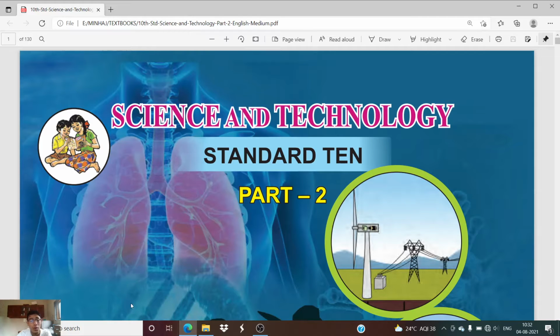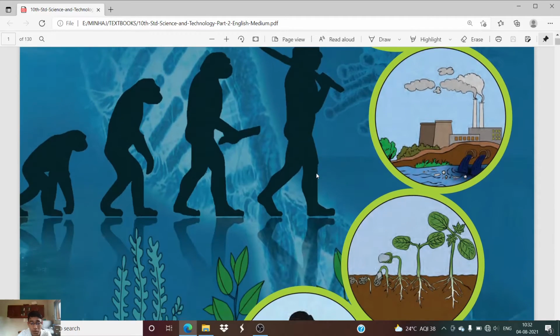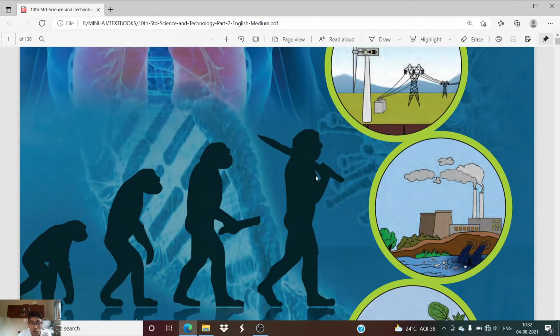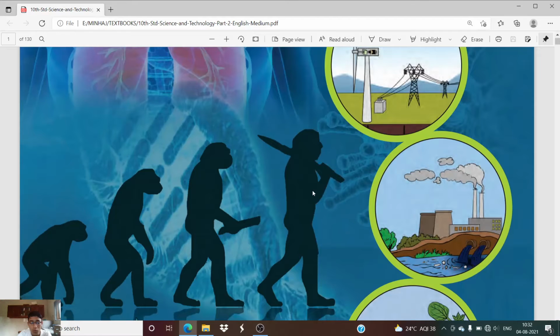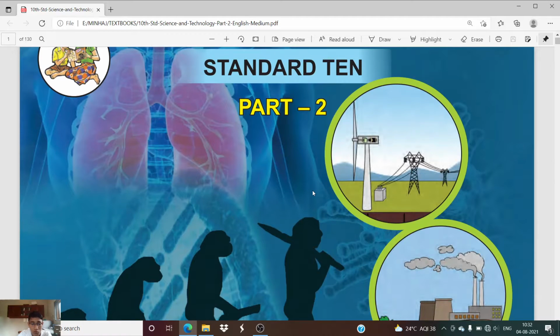So, now we are going to start a new chapter from Science part 2 of Standard 10. From part 2, we are going to start with the very first chapter. In this particular part of Science and Technology, we mainly deal with the knowledge which belongs to the botany and zoology section. In short, we study about life and living organisms in this part of the subject.